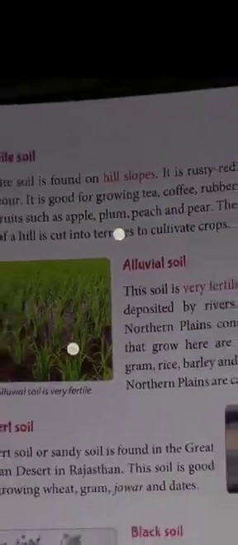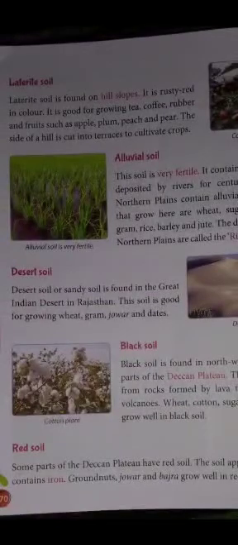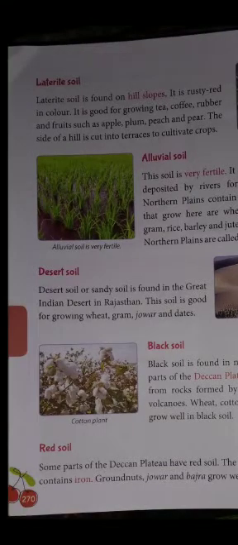Here is another type of soil, laterite soil. Laterite soil is found on hill slopes. It is rusty red in color. It is good for growing tea, coffee, rubber, and fruits such as apple, plum, peach, and pear. The side of a hill is cut into terraces to cultivate crops.